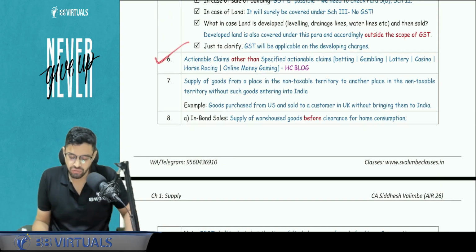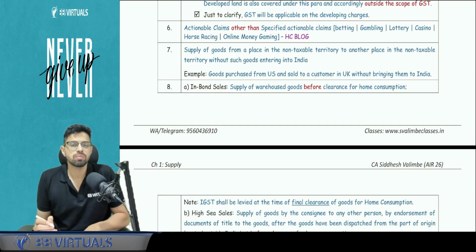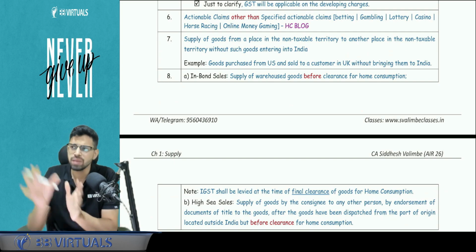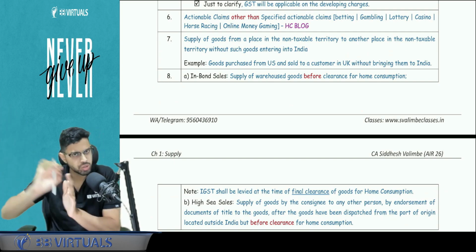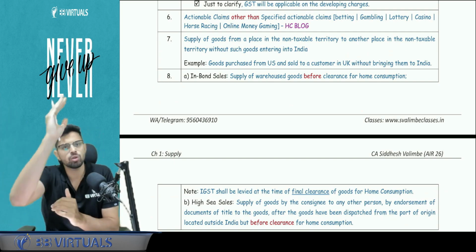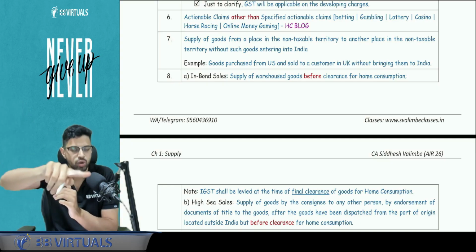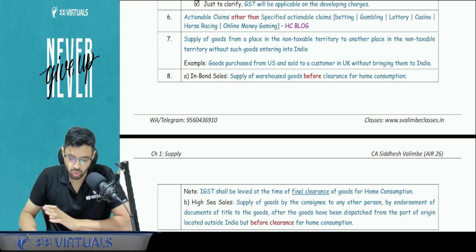Actionable claims I have already clarified. Next is merchant trading. What is merchant trading? Merchant trading means I am buying goods from the US. The goods do not come into India. Meanwhile, I have sold the goods to the UK. So goods directly go from the US to the UK without entering India. That is outside the scope of GST.